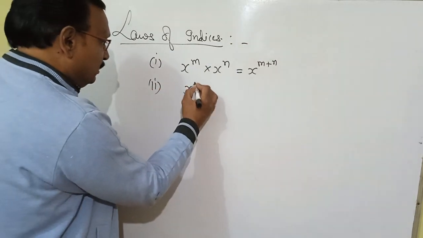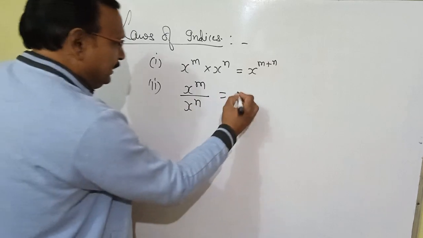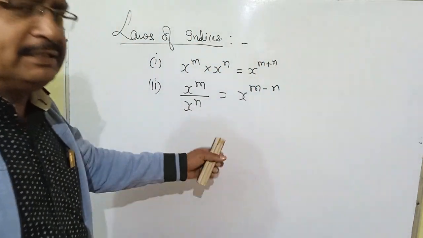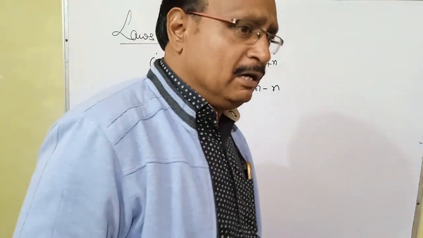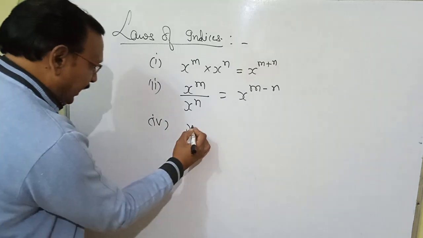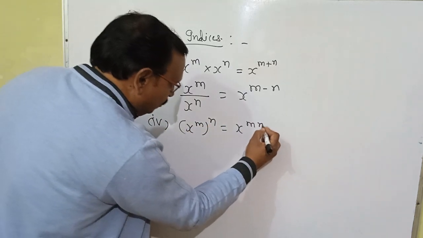Second, x to the power m upon x to the power n is equal to x to the power m minus n. This is the second law of indices. Power of power: the third law of indices is x to the power m, to the power n, is always equal to x to the power mn.